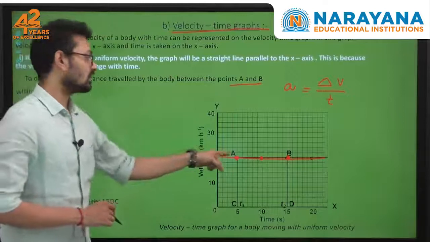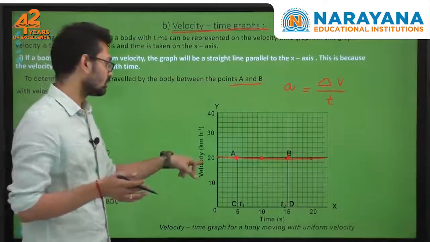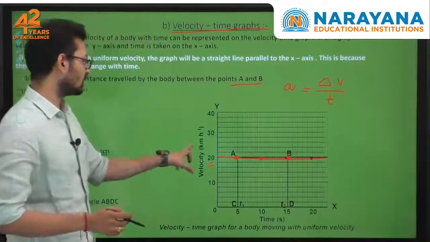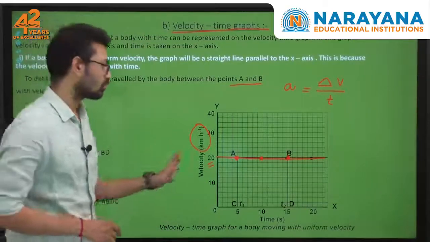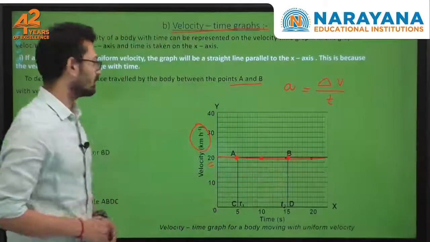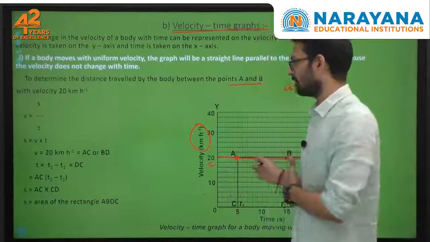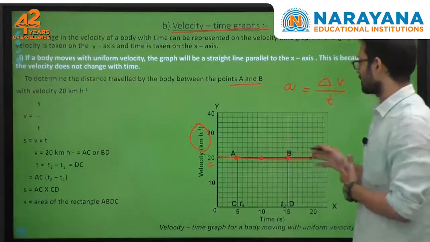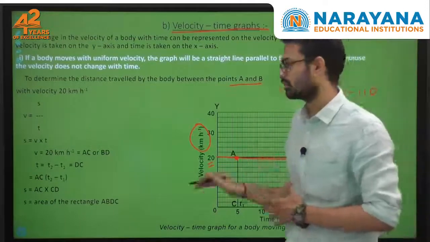If there is a constant velocity, that means velocity is not changing. Throughout the journey it is 20 meters per second or 20 kilometers per hour. So if it is 20 kilometers per hour throughout the journey, then this particular graph is representing that acceleration is 0, because there is no change in velocity. 0 by anything is 0.